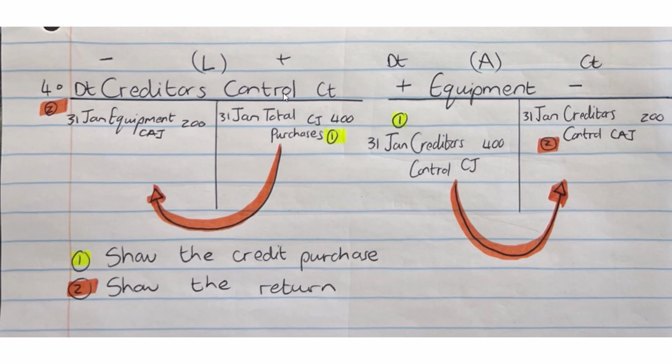Equipment decreases and therefore creditors control will decrease. Then on the other side, we show the credit purchase firstly. So equipment increased by 400 Rand because of creditors. And then we see the return in orange here. And we see that on the 31st of Jan, creditors control decreased my equipment with 200 Rand.